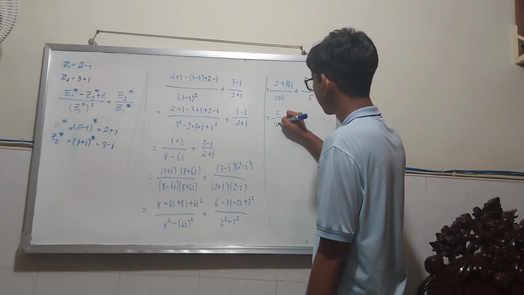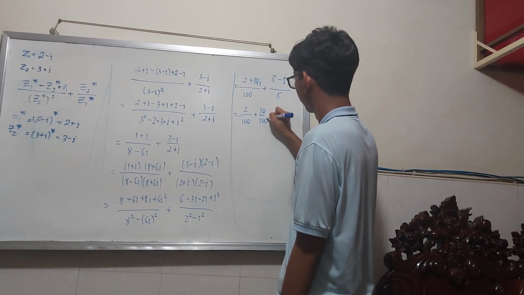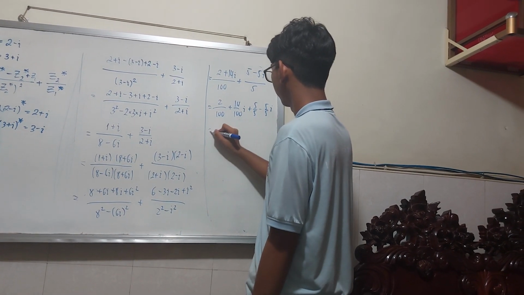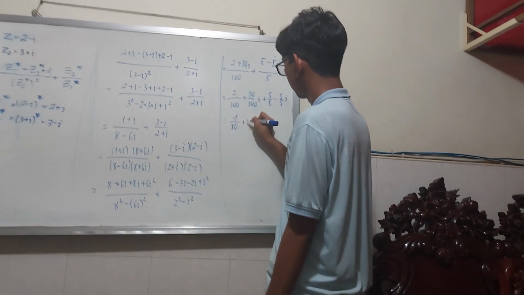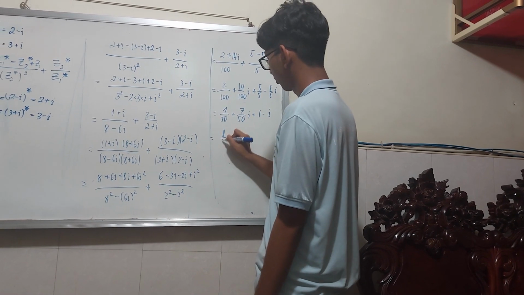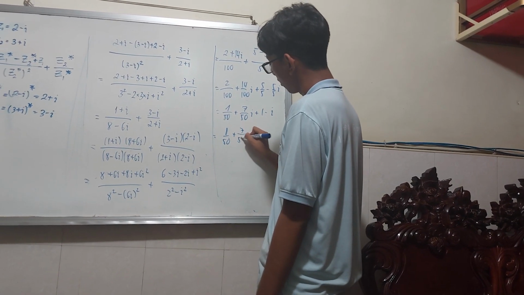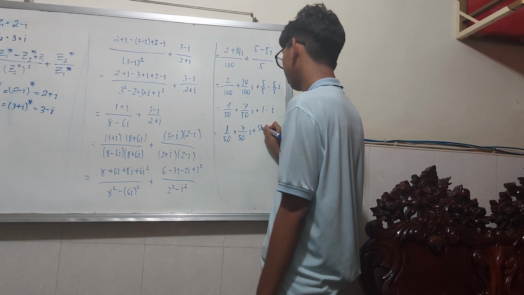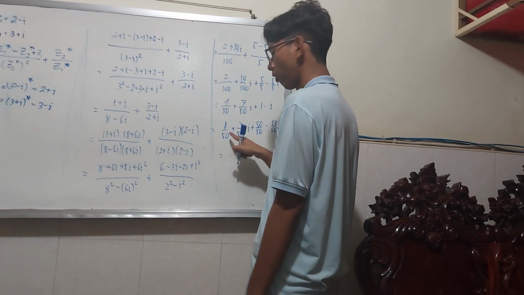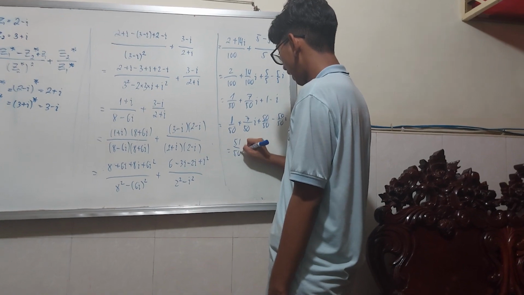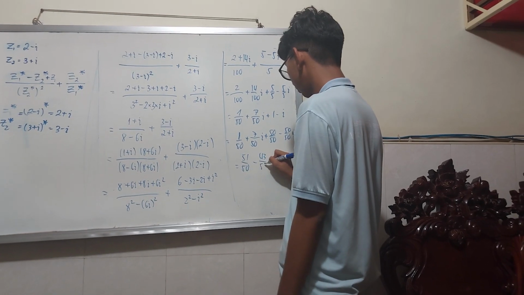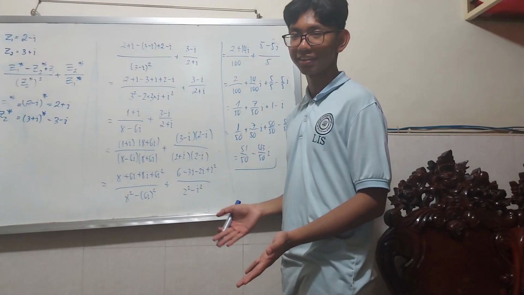And let's just split the terms and simplify it, looking at the same denominator. And 1 plus 50 is 51. And 7 minus 50 is minus 43. That's the answer for the second question.